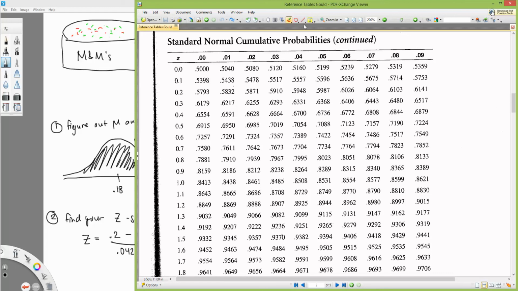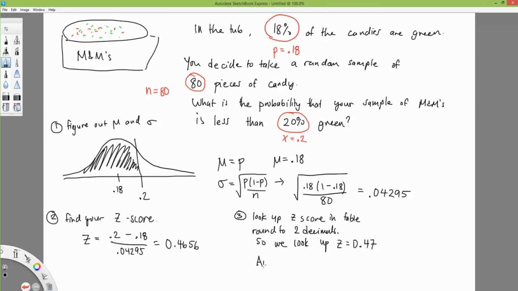I look that up right here. 0.47, so the number I'm looking at is 0.6808, okay? Is that good? Z is equal to 0.47. I look up the area to the left, which is equal to 0.6808. So what do I do now? Is that my answer? Do I subtract from 1? What do I do? This is my answer.